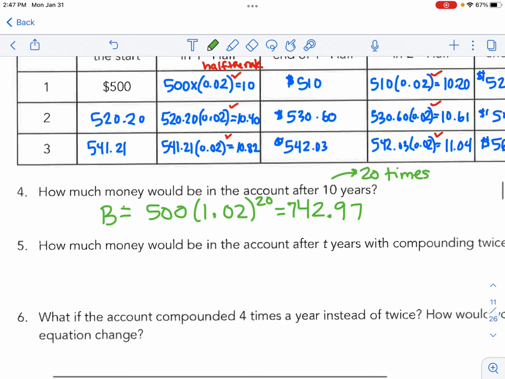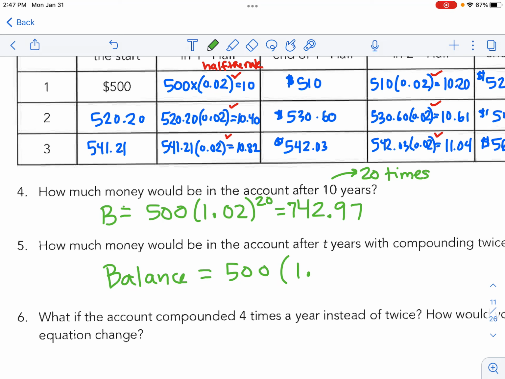So what we're doing then is looking at compounding more frequently, which means we are dividing up that interest rate a few times a year. So that balance in general, for this problem, if we start with $500 and we calculate that each time we make that interest calculation it's going to be 2%, then we have 2 times t years. So 2 times 10 is 20 times that we've compounded.